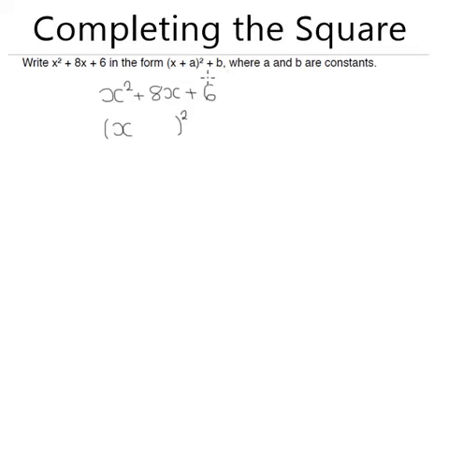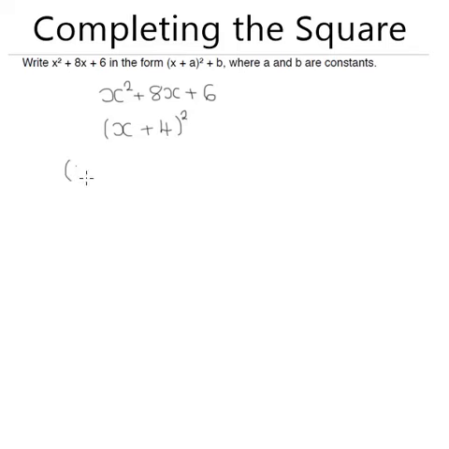So now we need to determine how to find a. a is always found by halving whatever number is here. So in this case, it will be plus 4. Notice that the x is not included in this part. So what I want you to do now is forget almost that this 6 is there, and focus on this (x plus 4) squared. And you want that to be exactly the same as x squared plus 8x.